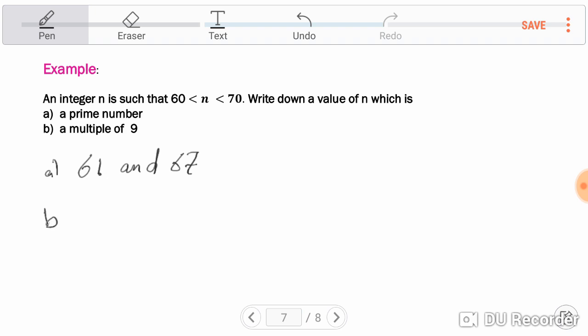Number B, a multiple of 9, and that is 63. 63 هنا is 7 times 9. يعني 63 هنا multiple لل 7 and also multiple لل 9. It is the only multiple of 9 between 60 and 70.